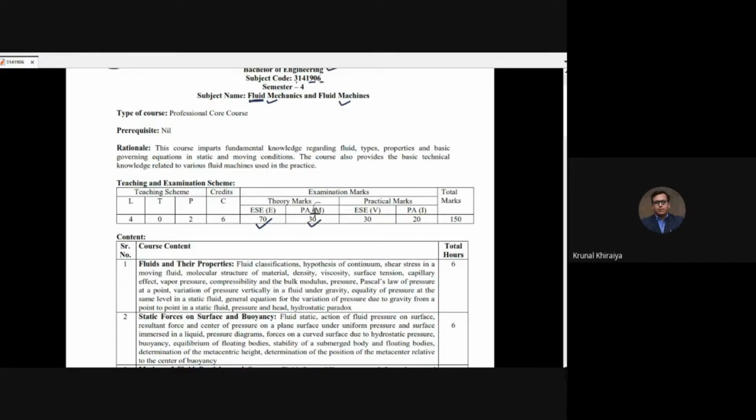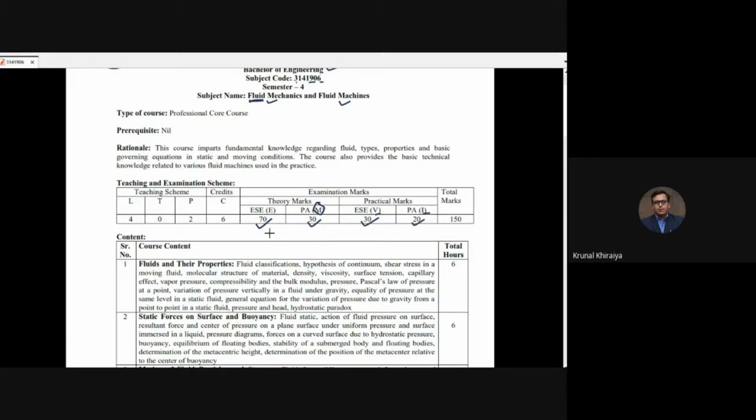It is a mid component, so we take the mid semester examinations. Then we have the end semester examination, which is a viva. At the end of the course we conduct the viva examination. And for the practical, we also have an internal progressive assessment component of 20 marks.